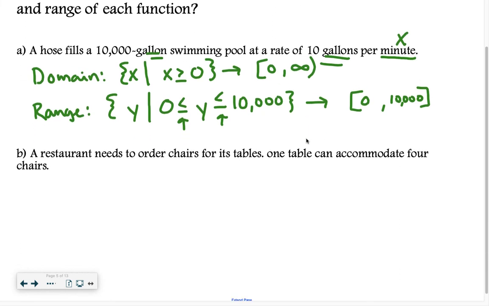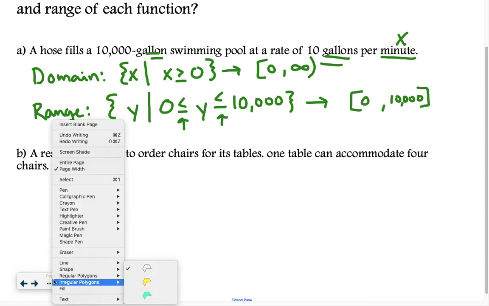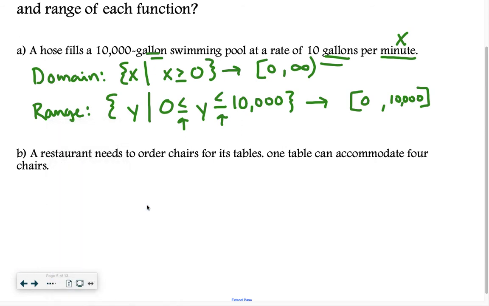Let's look at the next question. A restaurant needs to order chairs for its tables. One table can accommodate 4 chairs. For my domain, I'm going to use tables, because the number of tables determines the number of chairs. The domain is always the item that determines the other. So in this case, the domain is the number of tables, and the range is the number of chairs.